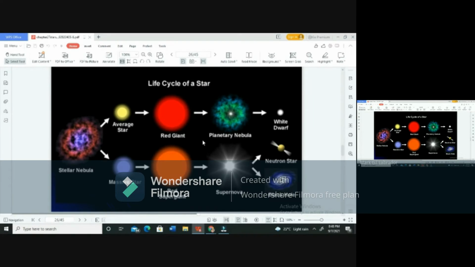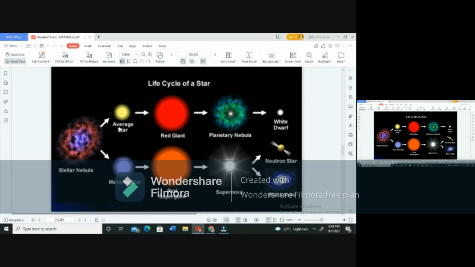I have here a life cycle of a star. Actually, I know na-discuss na ito in your earth science. Pero, ito yung parang madali lang siyang intindihin na life cycle of a star. So, since a star is made of gases, it started with a stellar nebula. So, possible, si star, dalawa ang kanyang pupuntahan. Pwede siya maging average star, or pwede din siya as a massive star.